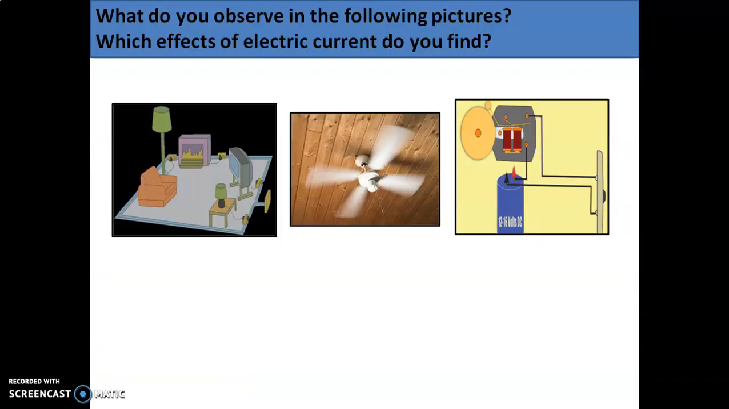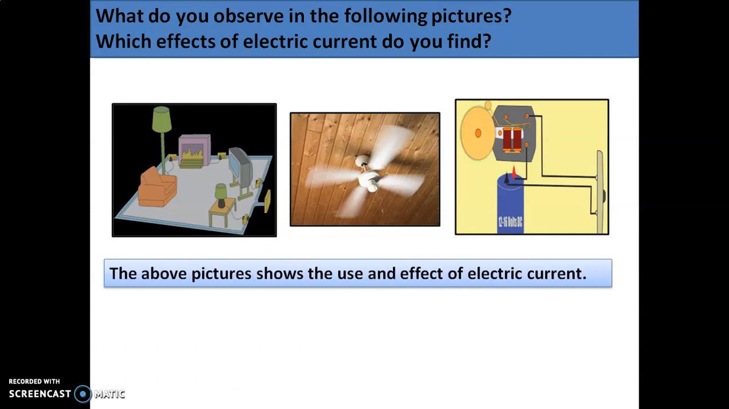Let's begin. In these pictures, you can observe some effects of electric current. Let's study which are these effects. In the first picture, we see the electrical circuit or all the gadgets of electricity that we can see at home. In the second one, we can see a fan rotating, and in the third one, this is the internal structure of an electric doorbell. So basically the above pictures show the use and effect of electric current.